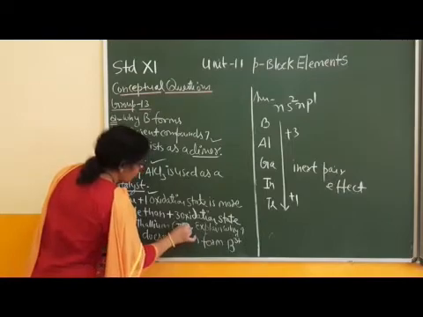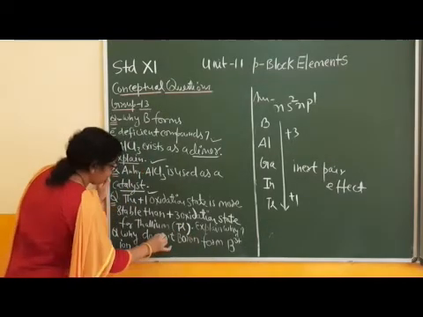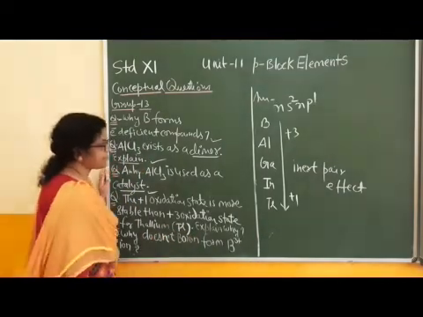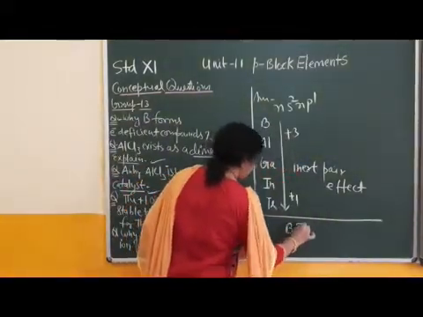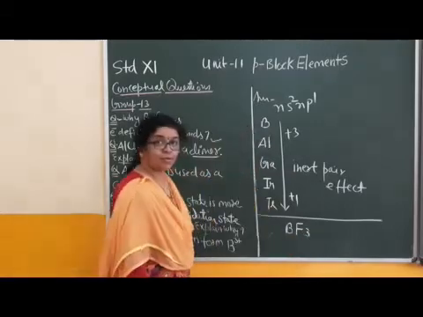Right? Boron forms covalent compounds, not ionic compounds. What is the reason? Like BF3 is a covalent compound.